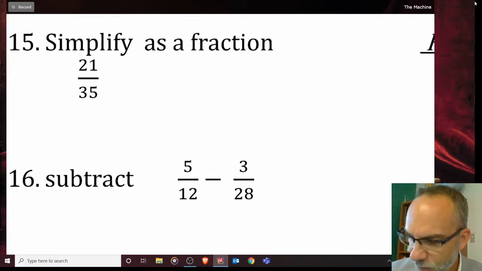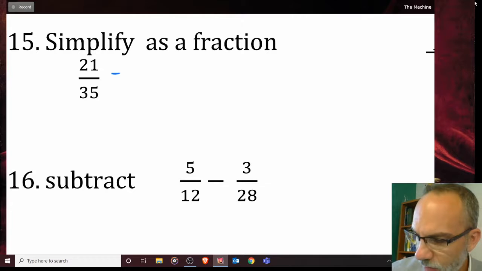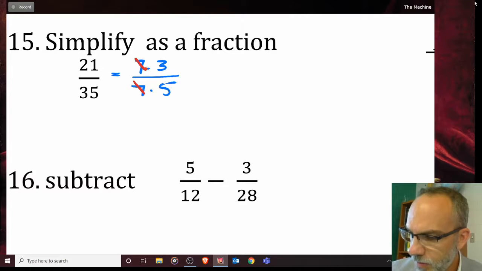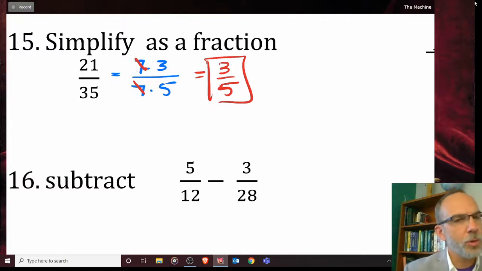Simplify as a fraction. I'm going to do this a little bit differently maybe than you've seen it before. I'm going to go ahead and write it like this. 7 times 3 divided by 7 times 5. And look, I get 7 over 7. What is that? What's 7 divided by 7? 1. And so my answer then is just going to be 3 over 5. You might have been able to see that without writing it out like I did, but when you do algebra, you won't be able to, so you'll have to factor it, okay?